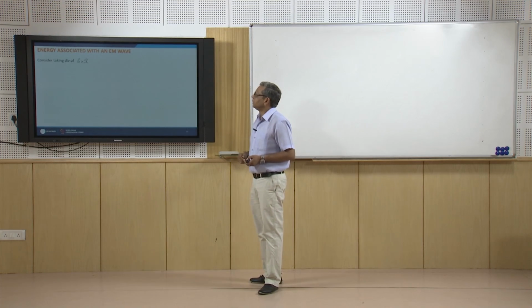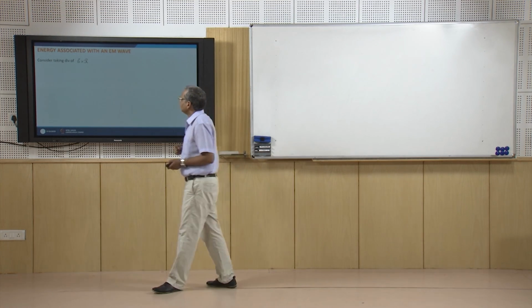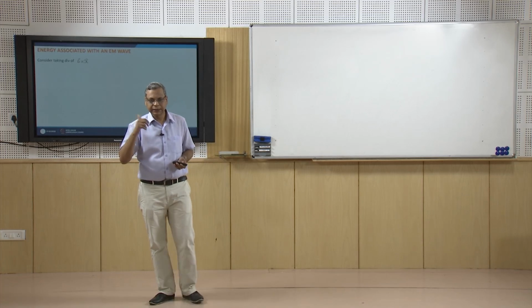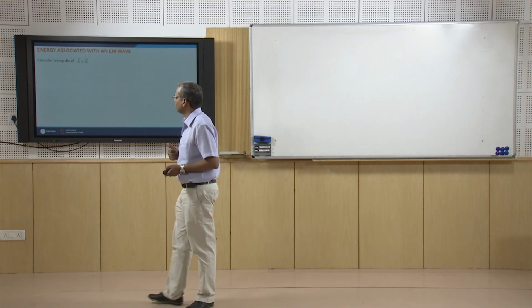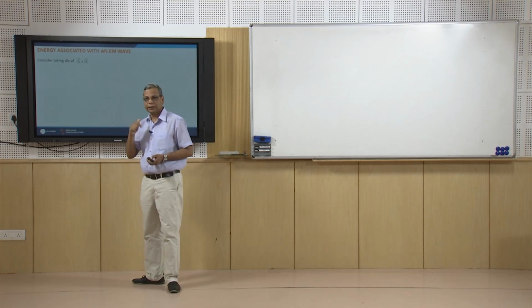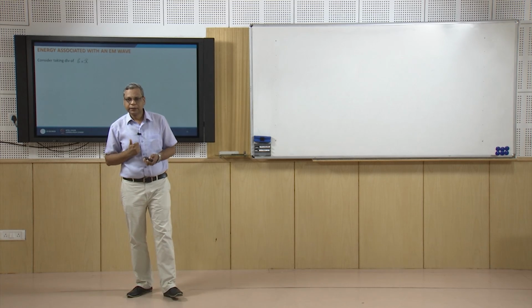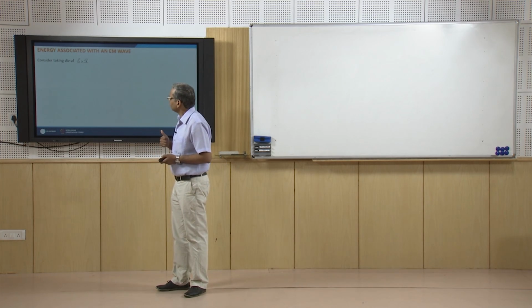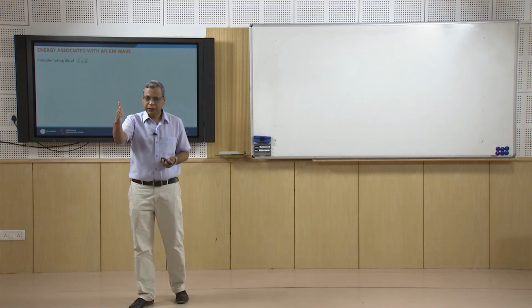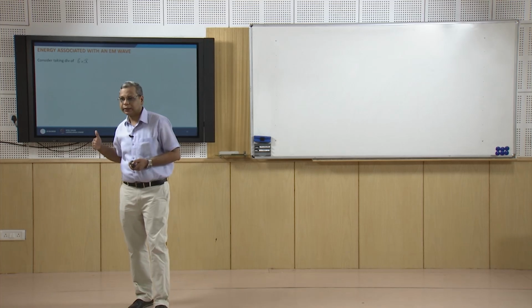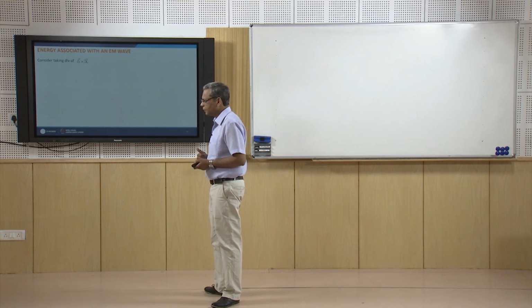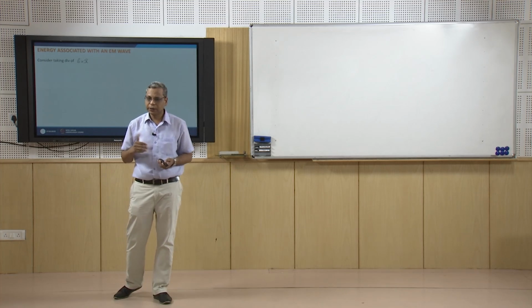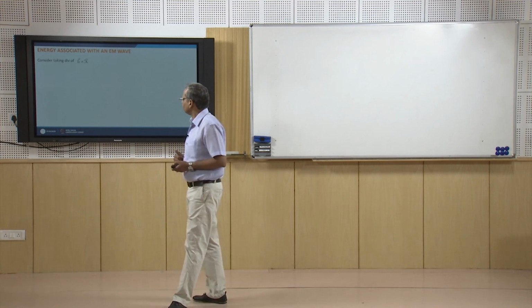Then what is the energy associated with an EM wave? For that, let me consider taking the divergence of this E cross H. You may think, why suddenly am I taking the divergence of E cross H? Well, I want to find out the energy associated with an EM wave, and right now I am considering an isotropic medium, and in an isotropic medium the energy flows in the direction of the wave. The wave is propagating like this and energy also flows like this. And I know that E cross H represents the direction of propagation of the wave. It is in the same direction as the wave vector.